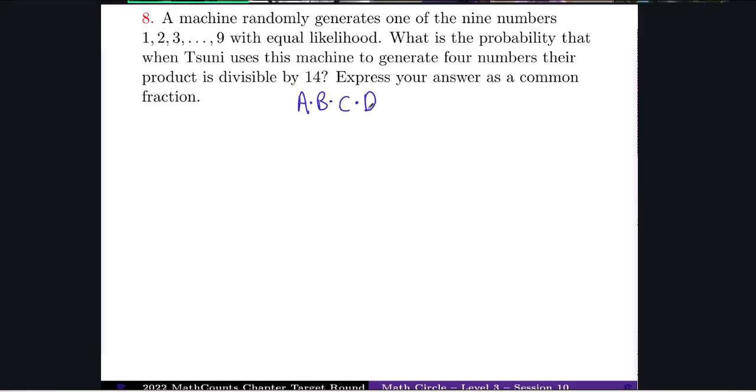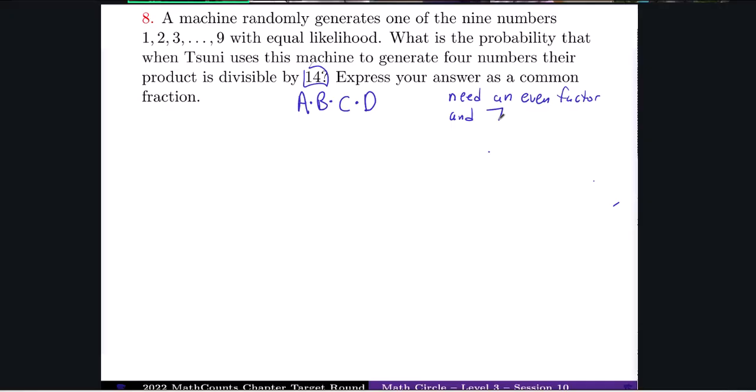So if you think about being divisible by 14, you would need an even factor and you also need to have 7. Right? So one of these numbers would need to be 7 and one of these numbers would need to be even. You could have 3 of them be even and a 7 and it could work out too. But those are the 2 ingredients we need to be divisible by 14. So we need to be divisible by both 2 and by 7.